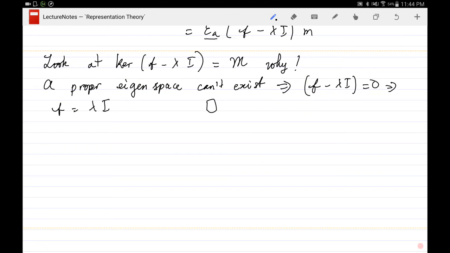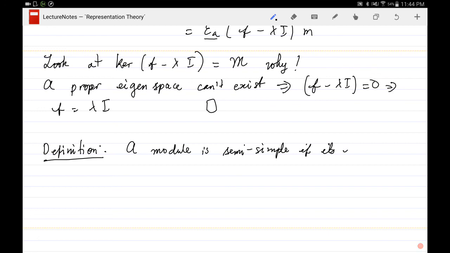So we'll end this video with a definition. A module is semi-simple if it is a direct sum of simple modules. Alright, and this ends the video.